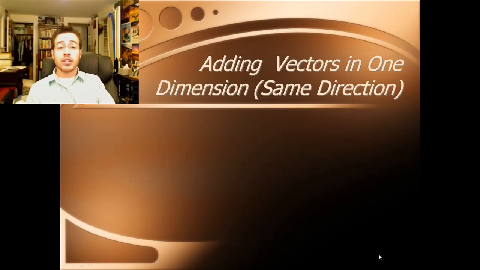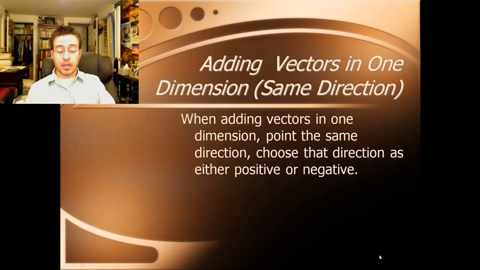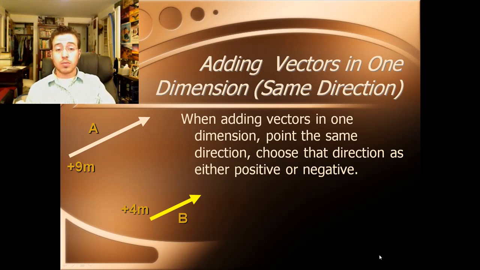Okay, so when adding vectors in one dimension, if both vectors are going the same direction, then they both need to have the same sign. Doesn't matter what that sign is, it can be positive or negative, but they need to be the same. So I have vector A, I'm going to call it plus 9 meters, so then that means that vector B, since it's going the same direction, needs to also be positive. Notice that it's shorter, so it's got a smaller magnitude as well, 4 meters.